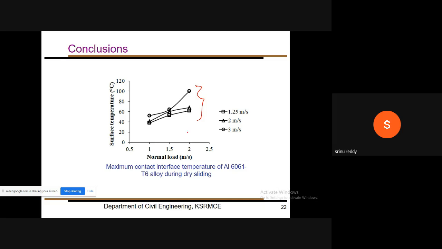Why are we studying the surface temperatures? Depending upon the surface temperatures, the material property will change. Generally aluminum at around 100 degrees centigrade changes to aluminum oxide actually. That's why we want to study how much temperature there is.